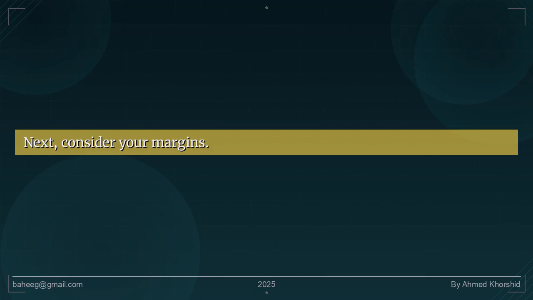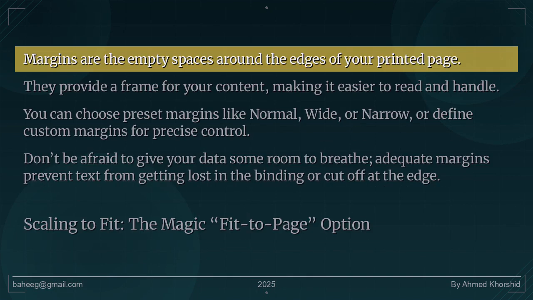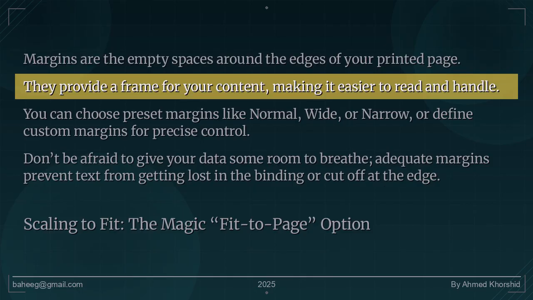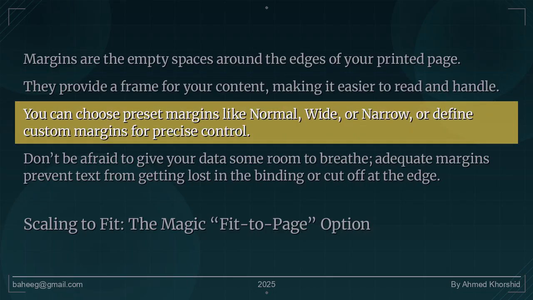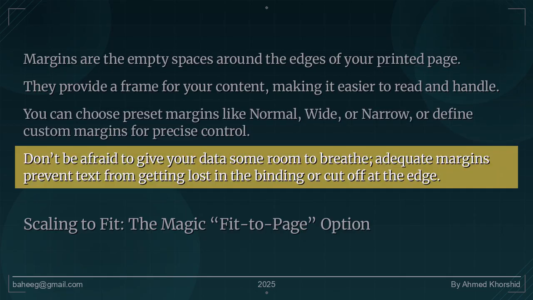Next, consider your margins. Margins are the empty spaces around the edges of your printed page. They provide a frame for your content, making it easier to read and handle. You can choose preset margins like normal, wide, or narrow, or define custom margins for precise control. Don't be afraid to give your data some room to breathe. Adequate margins prevent text from getting lost in the binding or cut off at the edge.